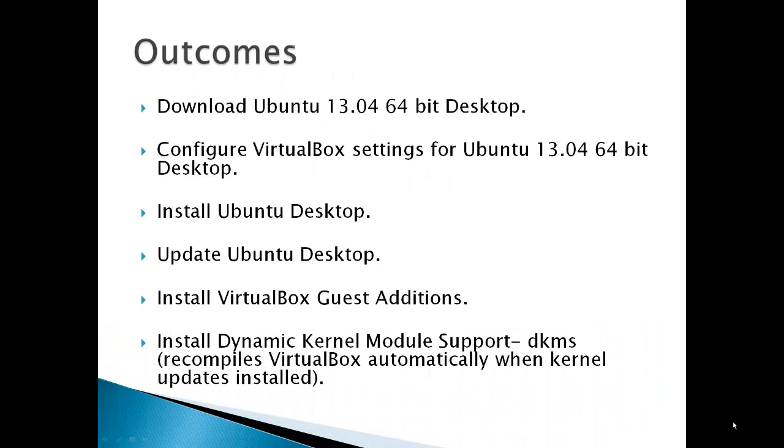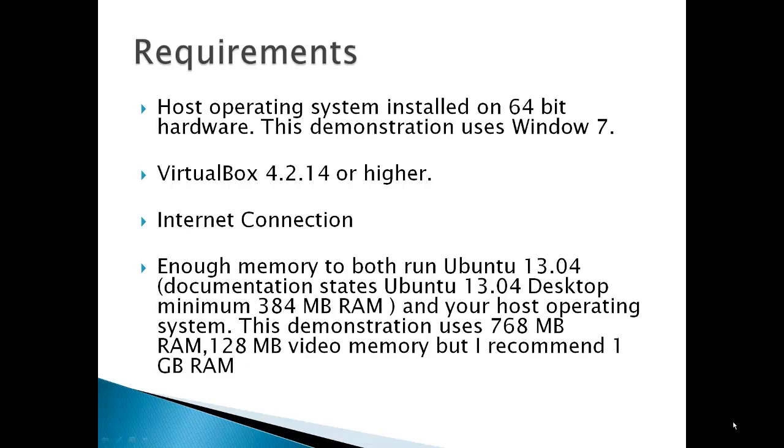The outcomes for this video would be to download Ubuntu 13.04 64-bit desktop, configure VirtualBox settings for Ubuntu 13.04 64-bit desktop, install the desktop, update Ubuntu, install your VirtualBox Guest Additions, and install dkms, Dynamic Kernel Module Support, which will recompile VirtualBox Guest Additions automatically when kernel updates are installed.